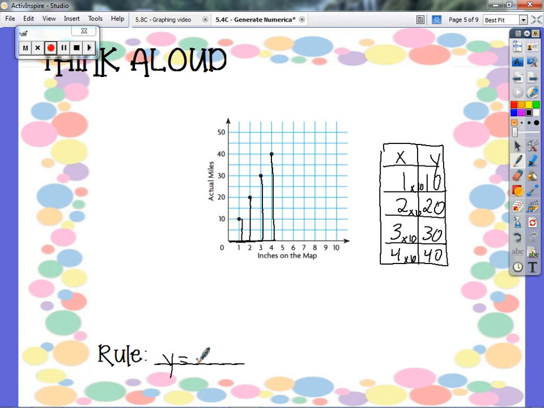So then our rule is going to be that we multiplied these numbers here under x. So we multiplied x times 10, right? So we would write that as y is equal to 10x. And for those of you that don't know, when we have a number next to a variable, that tells us we are multiplying. So that tells us we multiplied 10 times x to give us y.